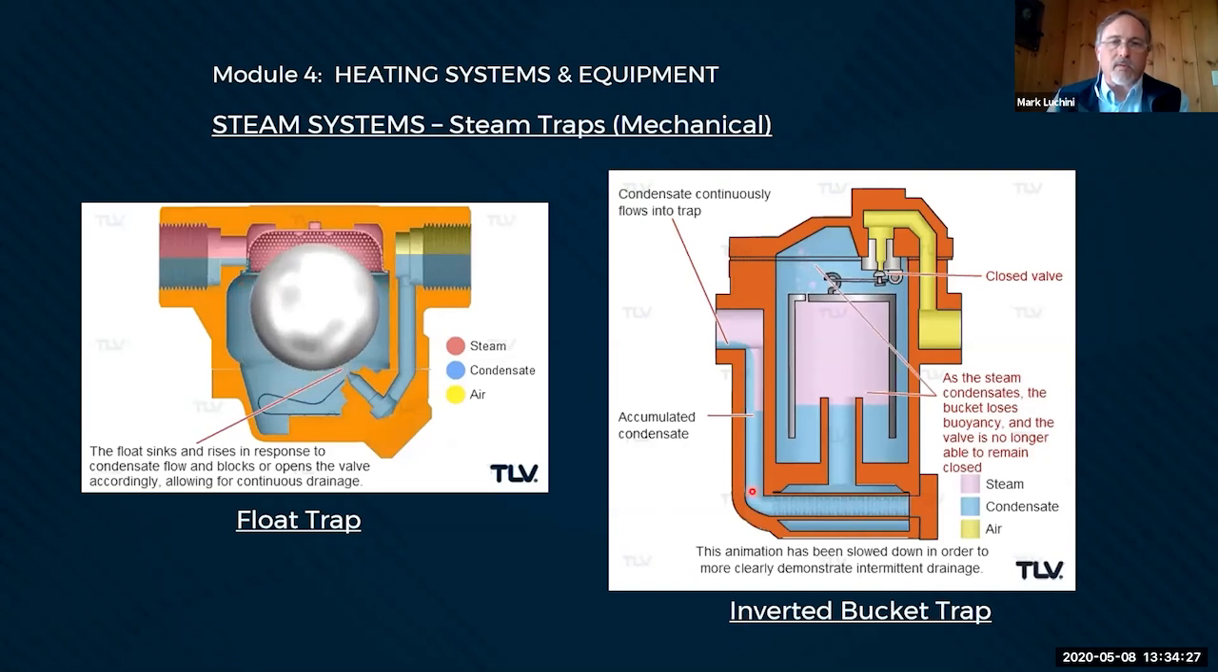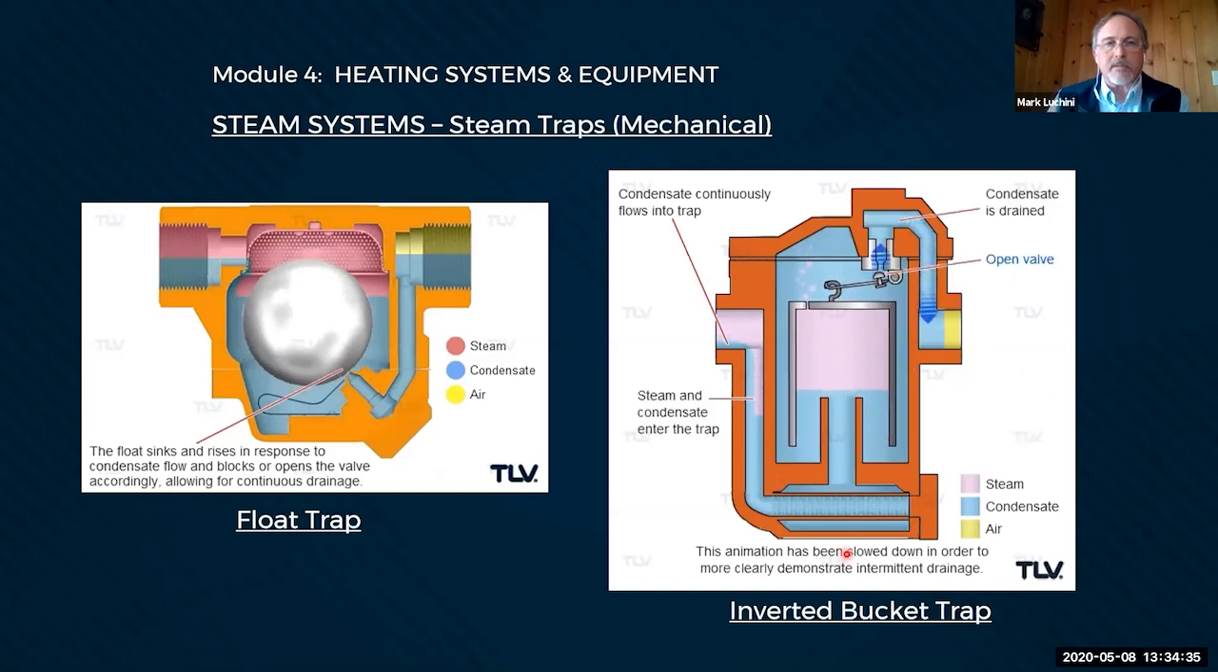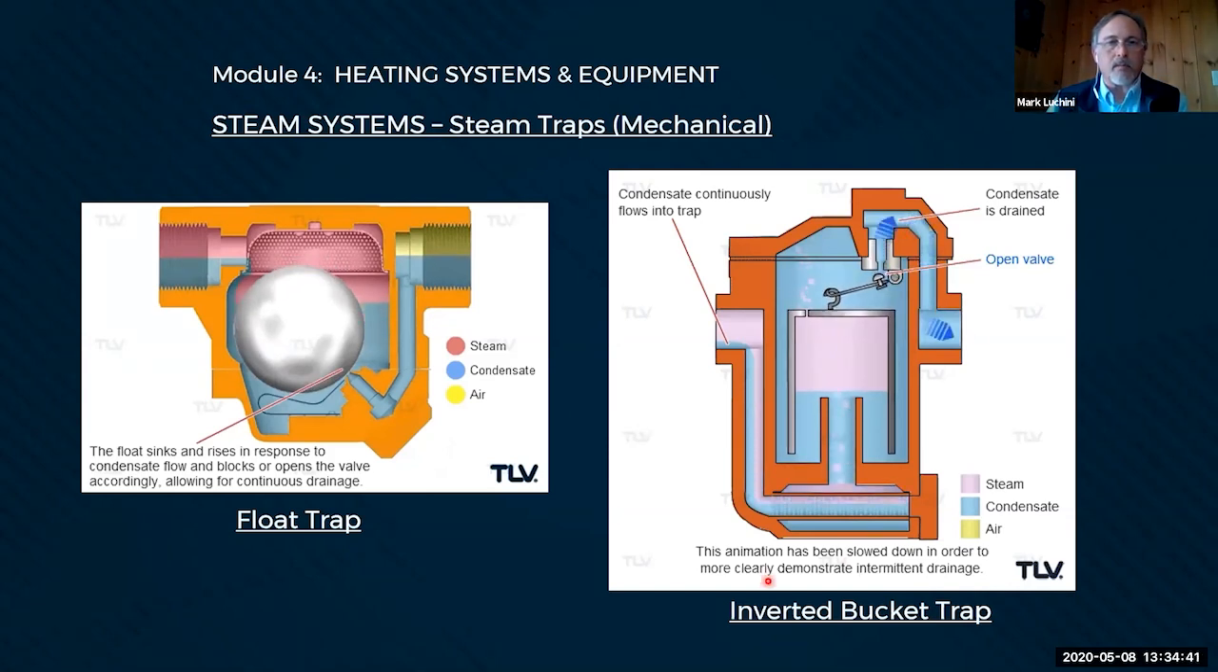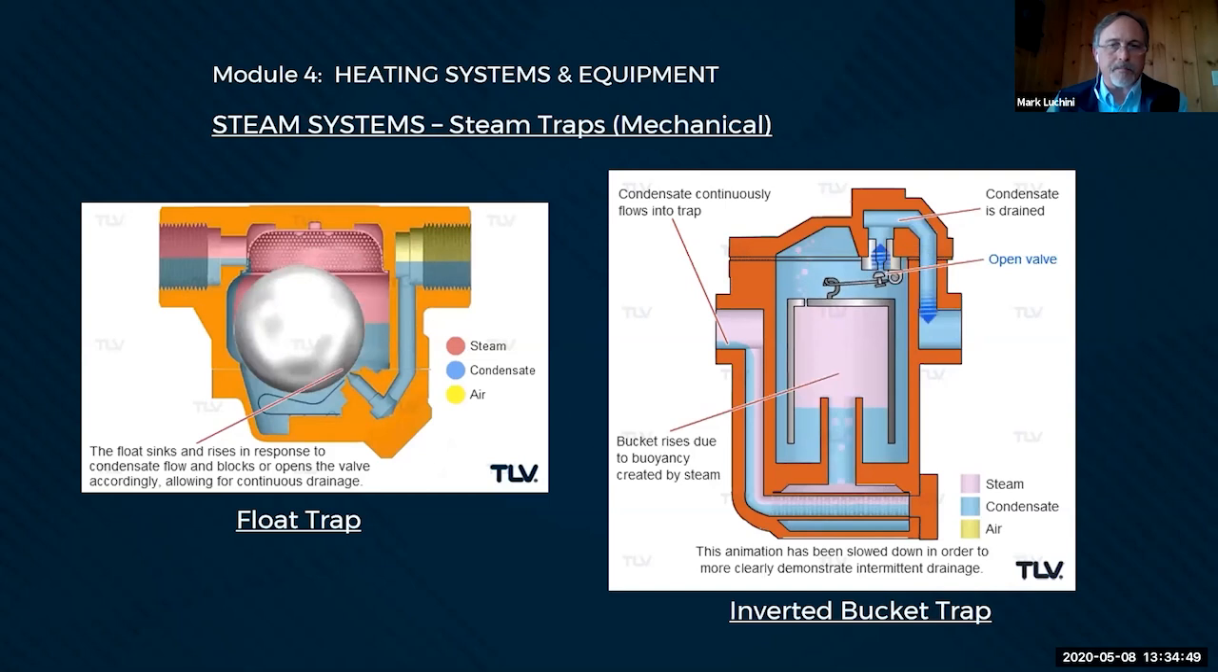Condensate can flow continuously through here. When steam starts to get into it, it lifts the bucket and closes the valve. It's that simple. When the steam stops flowing, eventually it makes its way through this little orifice. The bucket will fall again, and the condensate can flow by.